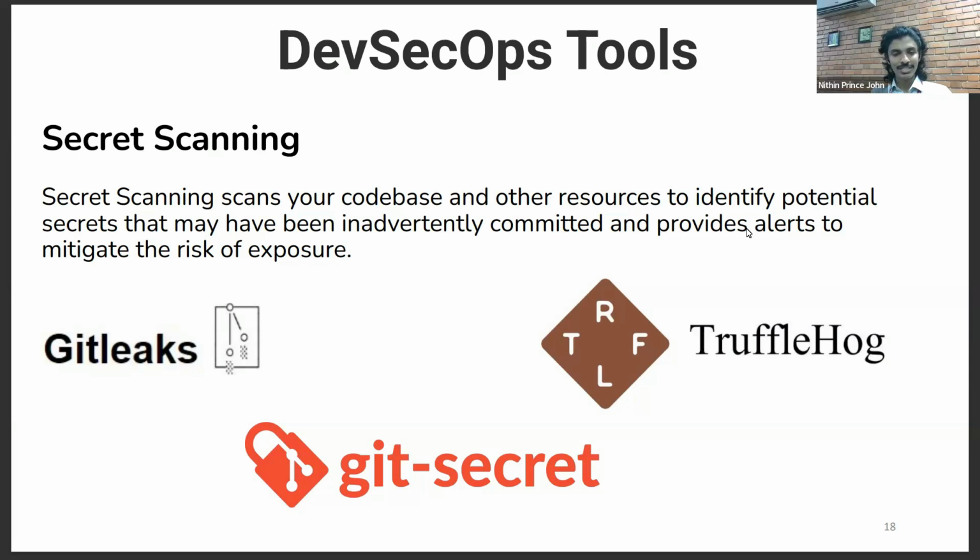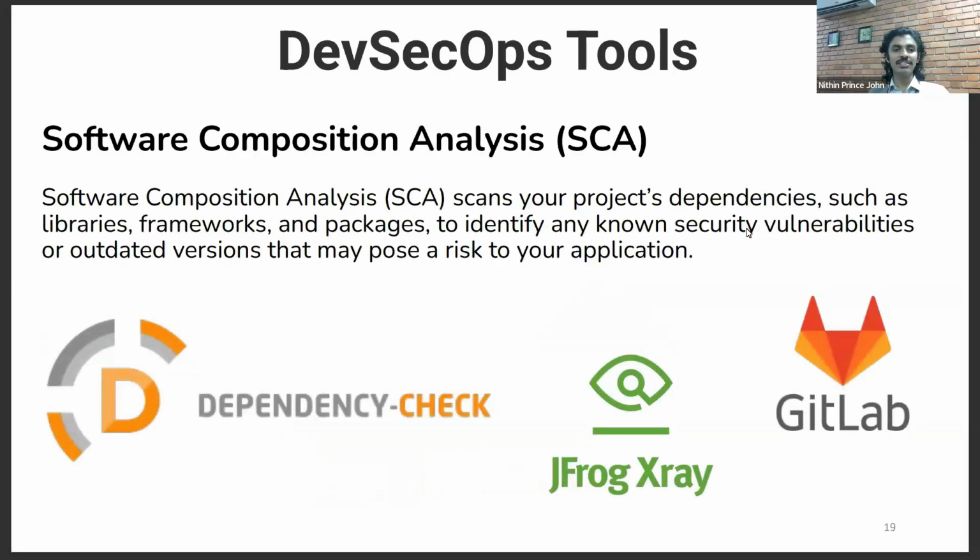So it is better to use these secret scanning tools from the development workstation as a pre-commit hook. Then in the pipeline also, we will be using these secret scanning tools. So this is the idea of secret scanning. Then another category is software composition analysis. In short, we can call it SCA.